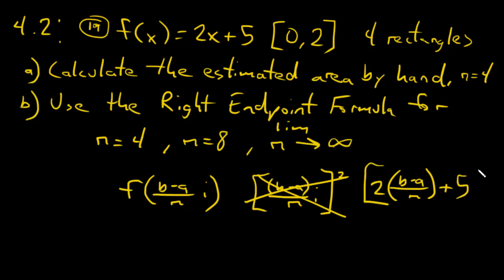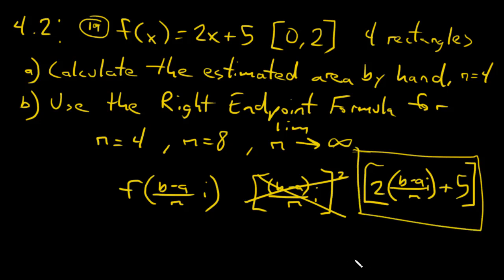Hold on, from i, b minus a over n i times 2 plus 5. This is your actual height. So that's what you're going to use for that. And then, of course, it's going to vary. n is 4, n is 8, and you'll leave it as a generic n, and then do it all the way out. So, alrighty. Good luck with homework, especially this right endpoint.